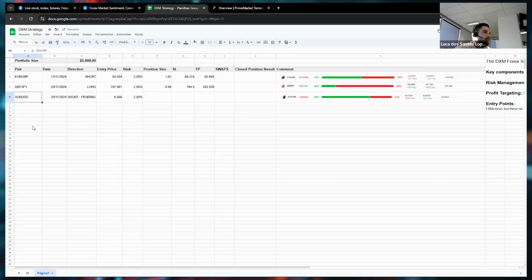GBP JPY, short as long. And we have the prices, the take profit, stop loss for everything. And that should be it.